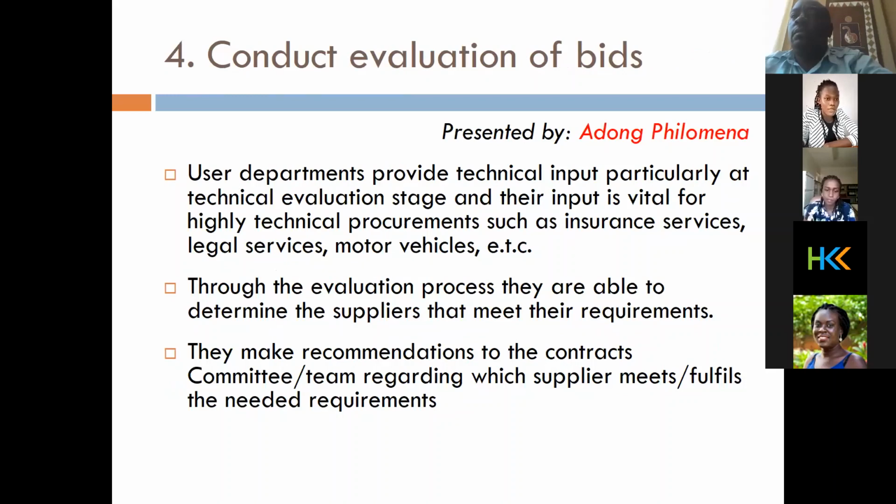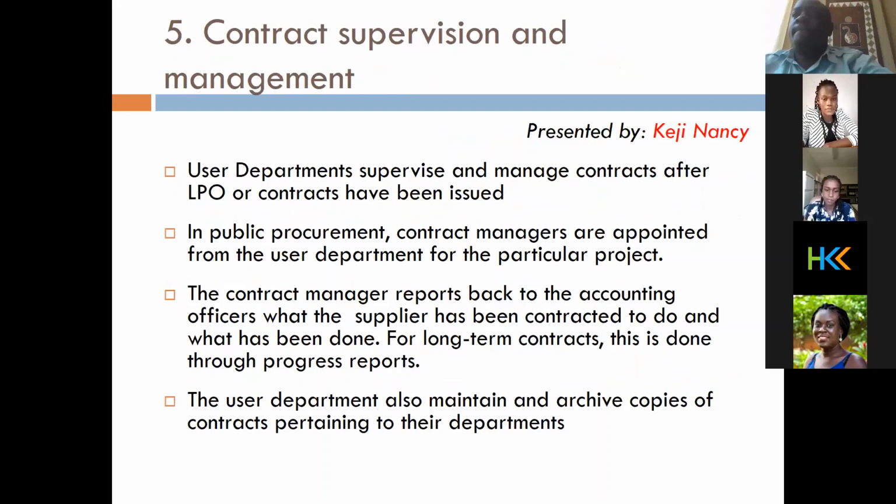They also conduct evaluation of bids. The user departments here provide technical input, particularly at the technical evaluation stage, and their input is vital for procurement such as insurance services, legal services. And through this evaluation process, they are able to determine the suppliers that meet their actual requirements. So they make recommendations to the contracts committee regarding which supplier actually meets the needs and requirements.